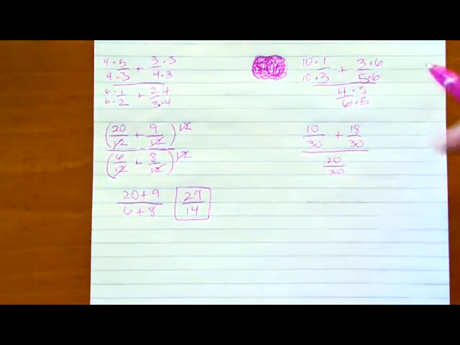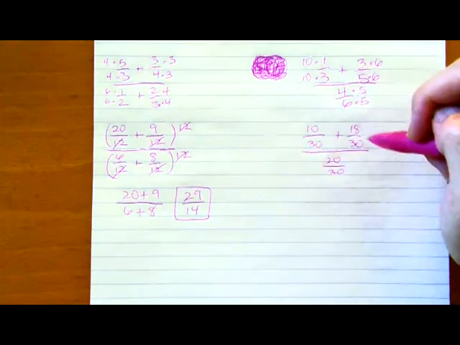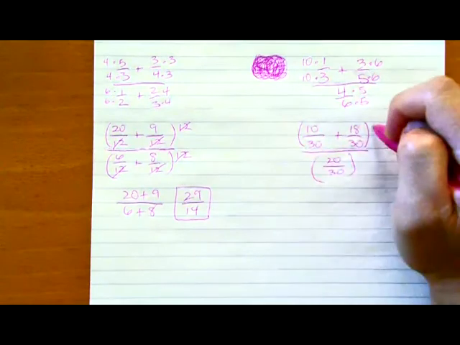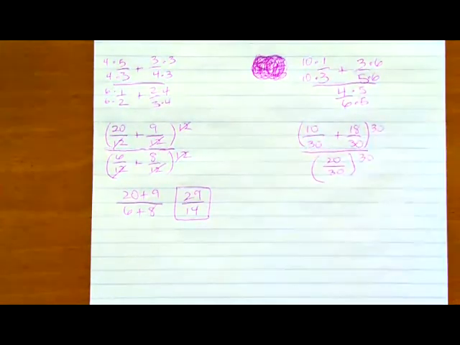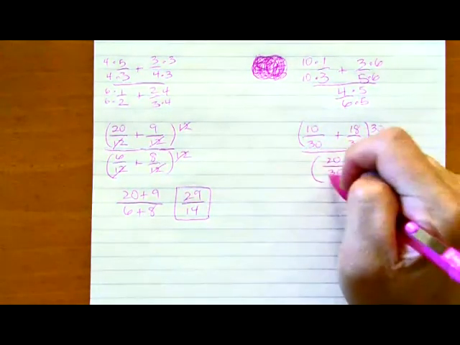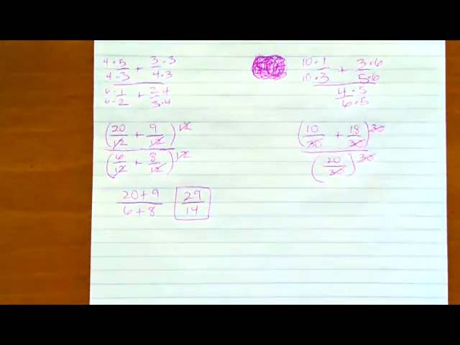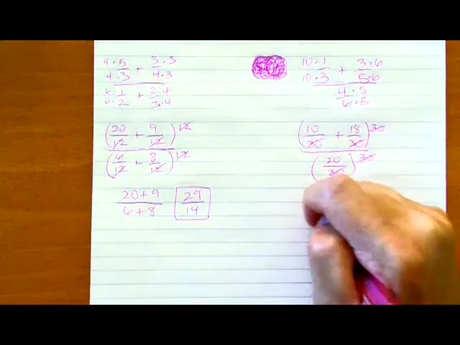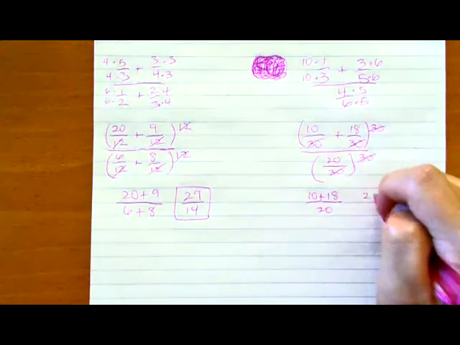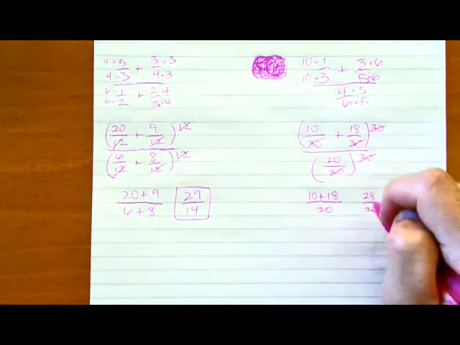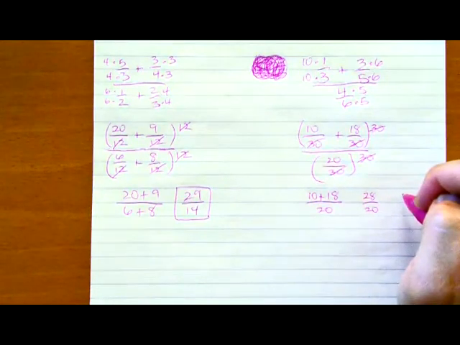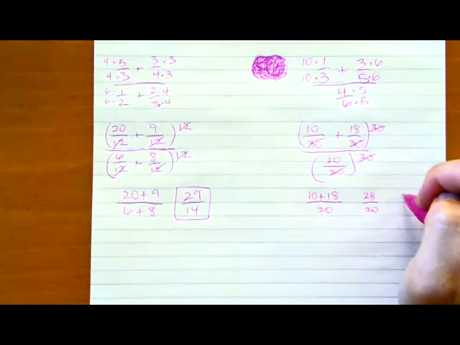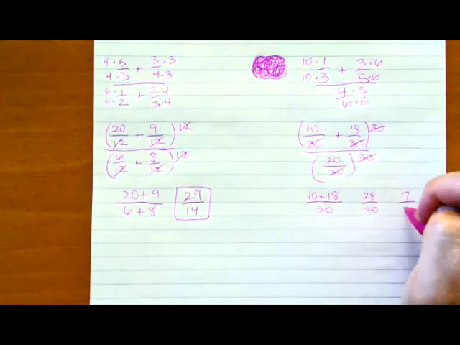So now that all the denominators match, if I multiply the top and the bottom by 30, it cancels all the denominators. 10 plus 18 over 20, 28 over 20, which simplifies to 14 over 10, 7 over 5.